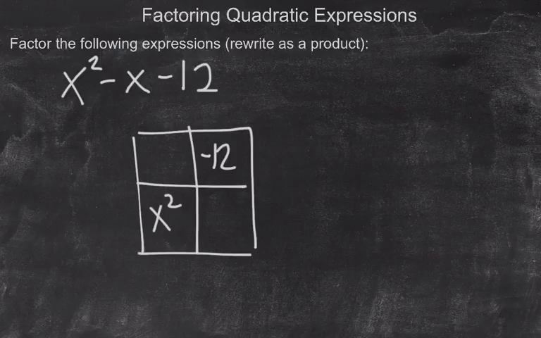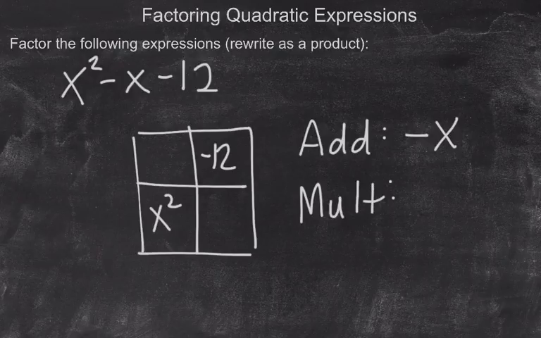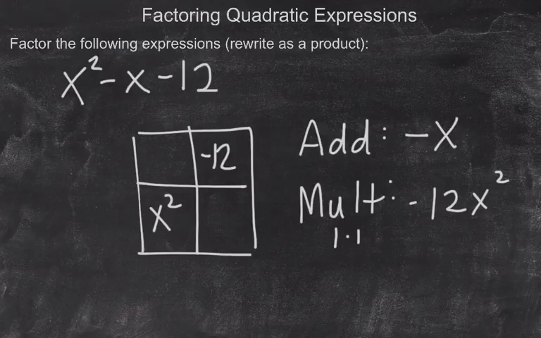So I'm looking at my empty diagonal, and I want it to add to my x term, which is negative 1x, and I want it to multiply to the diagonal that we do know. So negative 12 times x squared is negative 12x squared. Thinking about the numbers that multiply to 12, I get 1 times 12, 2 times 6, and 3 times 4.